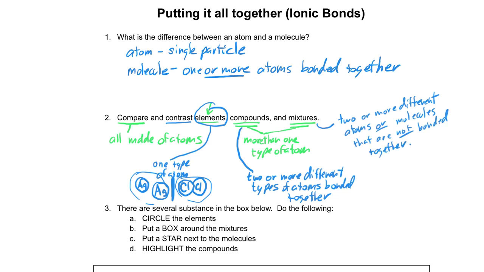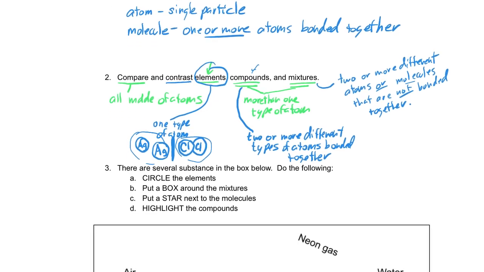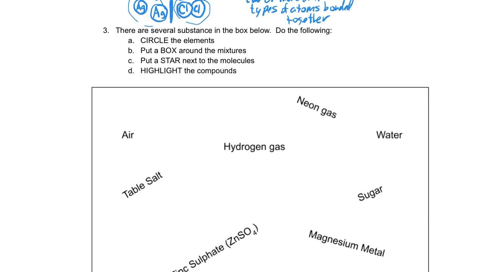Like if I had water and sodium chloride that were all mixed together, that would be a mixture because the water is one type of molecule and the sodium chloride would be a different type, and that's all mixed together. Okay, water would be a compound because it's hydrogen and oxygen, and sodium chloride would also be a compound because it's sodium and chlorine. All right, so there we go. Let's go ahead and look at this next question.